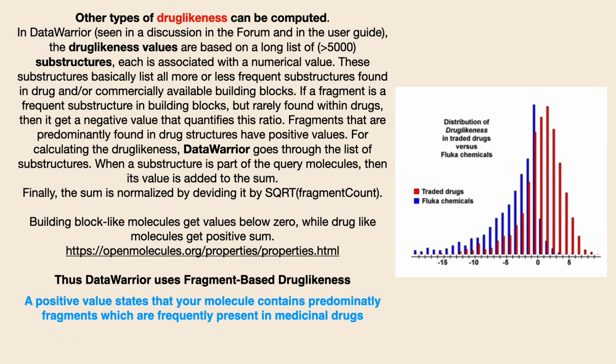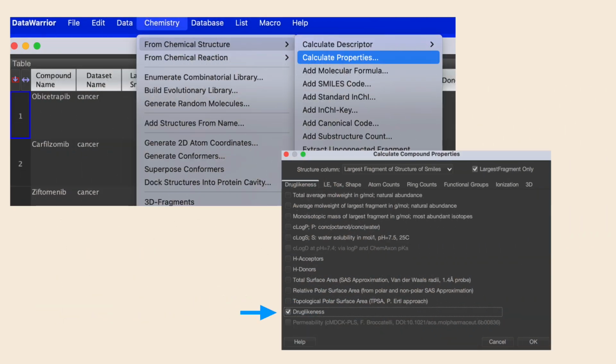In DataWarrior, drug likeness is computed using a fragment-based approach, as you can read on the slide and in the user guide. If a molecule contains fragments that are common in real drugs, it gets several positive scores. And if a molecule contains essentially fragments that are common in simple building blocks but rare in drugs, it gets a negative score. To compute drug likeness, you select Chemistry, then from Chemical Structure, Calculate Properties and select Drug Likeness.